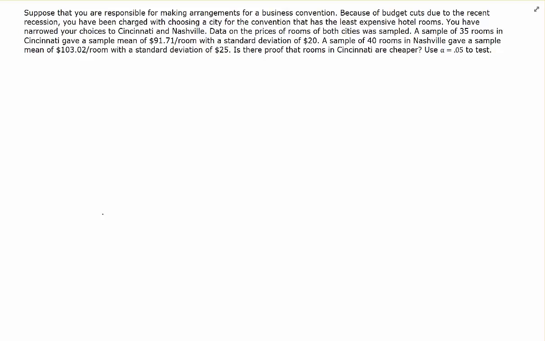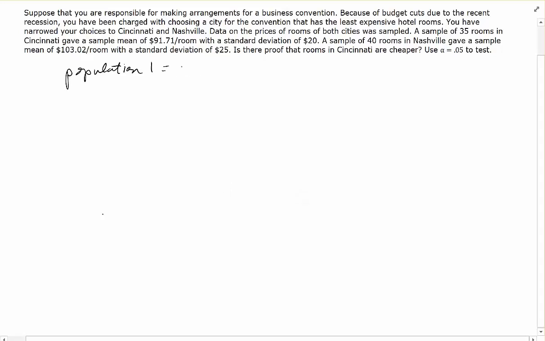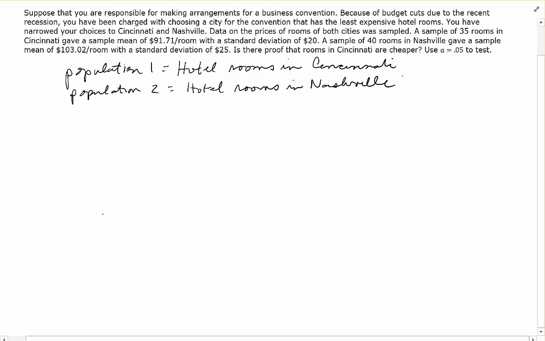Okay, this is a little bit different than the problems we've worked in the past, in the sense that there appears to be two populations in this one, and I'm asked to compare these two populations. So let me set this problem up. I'm going to let population 1 be hotel rooms in Cincinnati, and population 2 be hotel rooms in Nashville. Now, what am I interested in about these hotel rooms? I want to compare the mean prices.